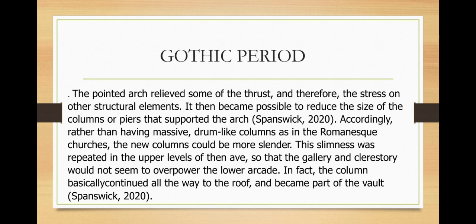So the pointed arch relieves some of the thrust and therefore the stress of the other structural elements. It then became possible to reduce the size of the column piers that support the arch. Accordingly, rather than having massive drum-like columns, as in the Romanesque churches, the new column could be more slender. The slimness was repeated in the upper level of the nave, so that the gallery or clerestory would not seem to overpower the lower arcade. In fact, the column basically continued all the way to the roof and became part of the vault, according to Spanswick, 2020.